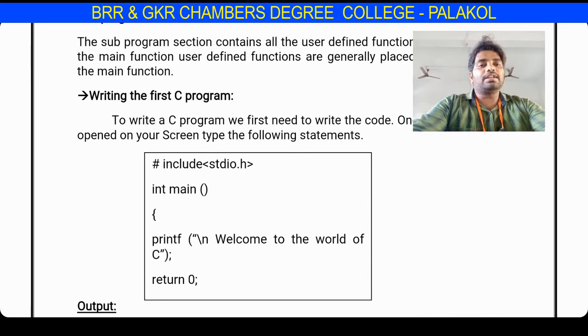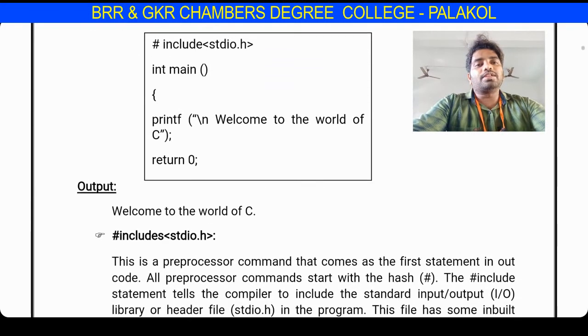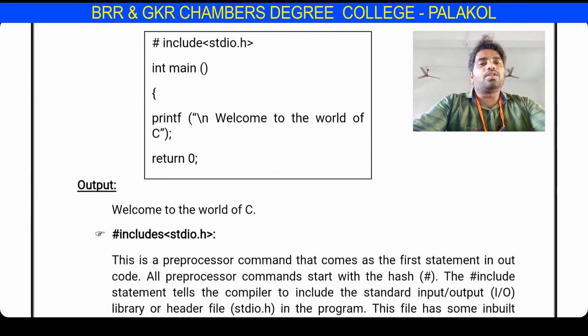Main function, then curly bracket open, and the statement to display: welcome to the world of C. This is the main important point: the number of statements. Printf is the output statement. You write double quotation, the text, double quotation close, and the output displays the text. Okay, the output is welcome to the world of C.